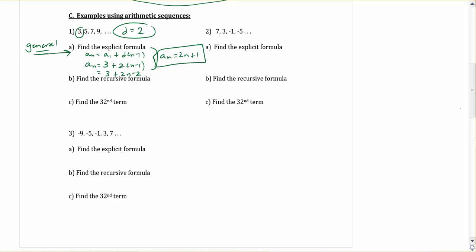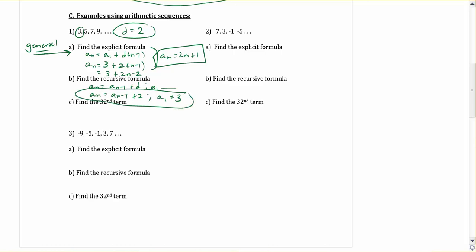And then I need to find the recursive formula. Well, the recursive formula is a sub n is a sub n minus 1 plus my common difference, and then I have to put my first term in. So I want you to write the general formula, and then underneath it, we're going to leave a sub n and a sub n minus 1. My common difference was 2, and then my first term was equal to what? 3. So this is the answer for my recursive formula.